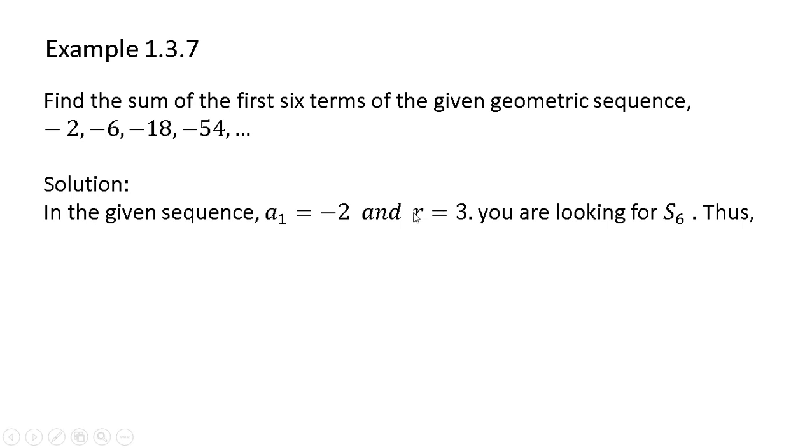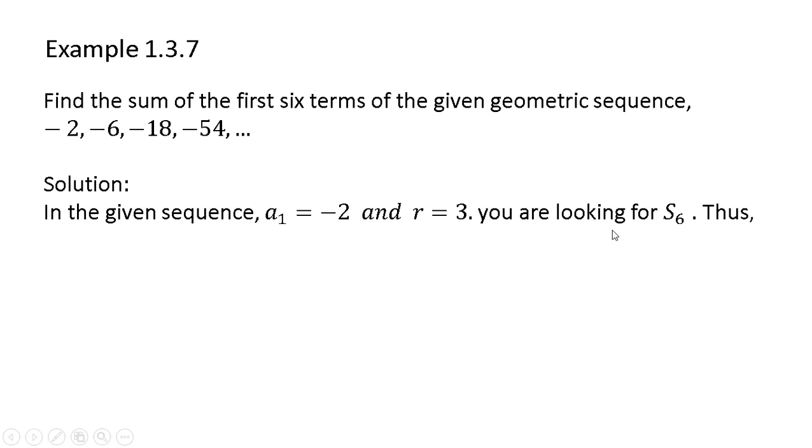How to get the common ratio? This is just by dividing a sub 2 divided by a sub 1. Negative 6 divided by negative 2 is positive 3. Negative 18 divided by negative 6 is positive 3. So we have the common ratio of 3.